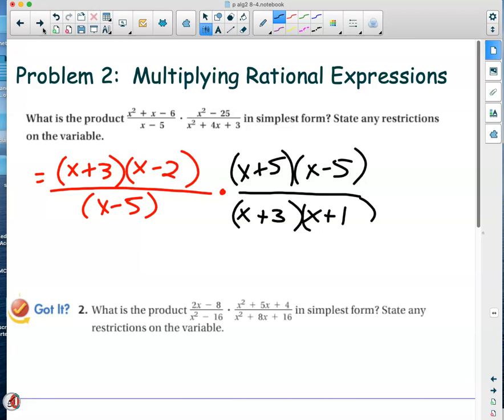Now, I know it's hard not to start canceling right away, but we have to stop right now and talk about the domain. We have to. We've got 3 different factors down here. So, for the first fraction, what number's out? 5. It's out. For the second one, what 2 numbers are out? -3 and -1.